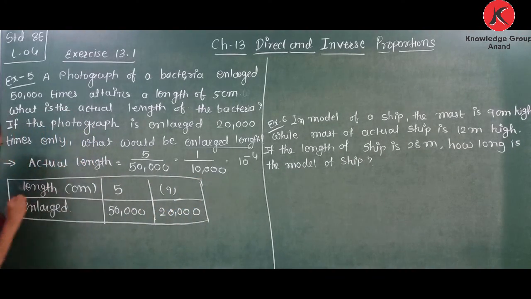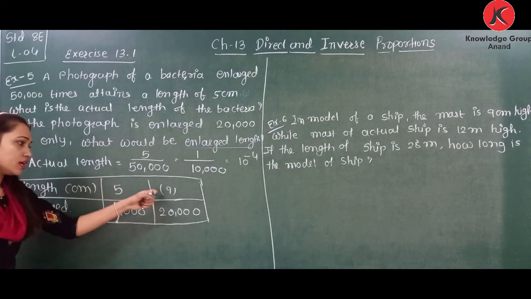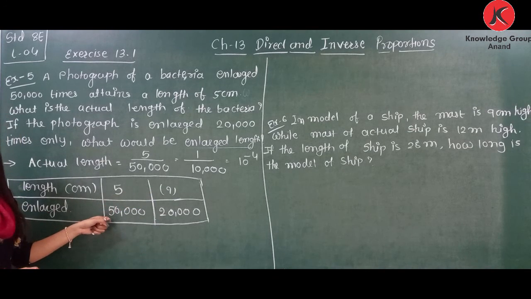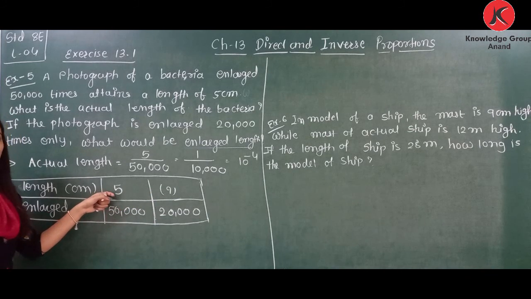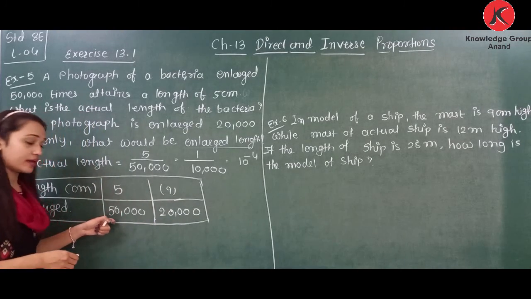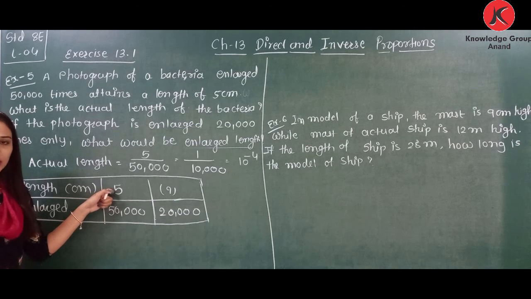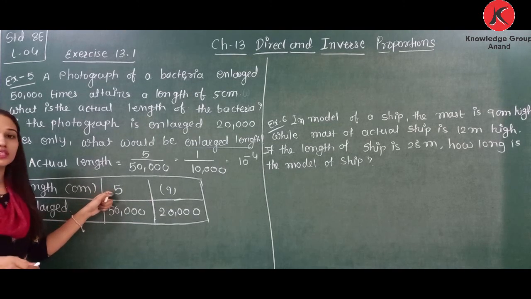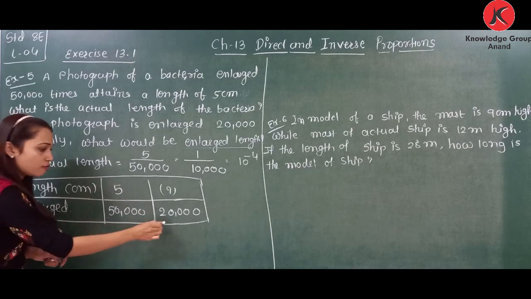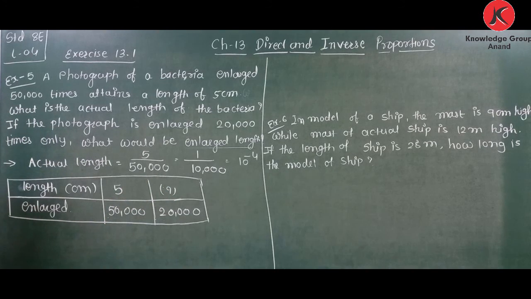If we decrease the enlarging size, the length in centimeter is also decreased. If we increase the enlarged size, then, since enlarging means we expand the photograph, the centimeter length is also increased. That's why it is a direct proportion. If one quantity increases, the other also increases. If one quantity decreases, the other also decreases.